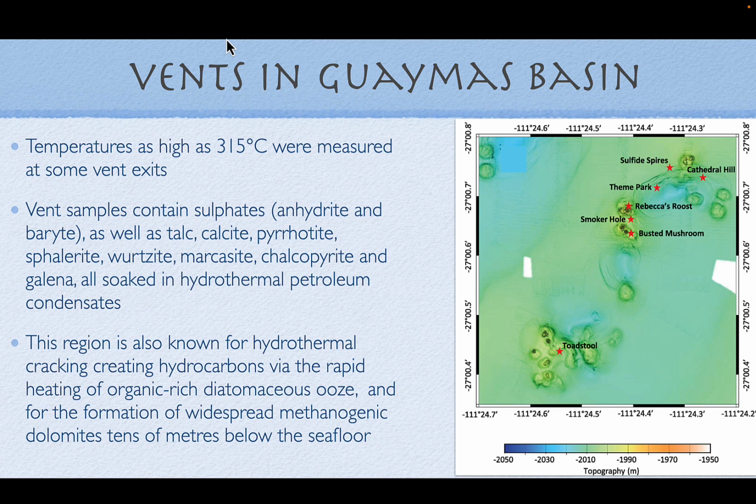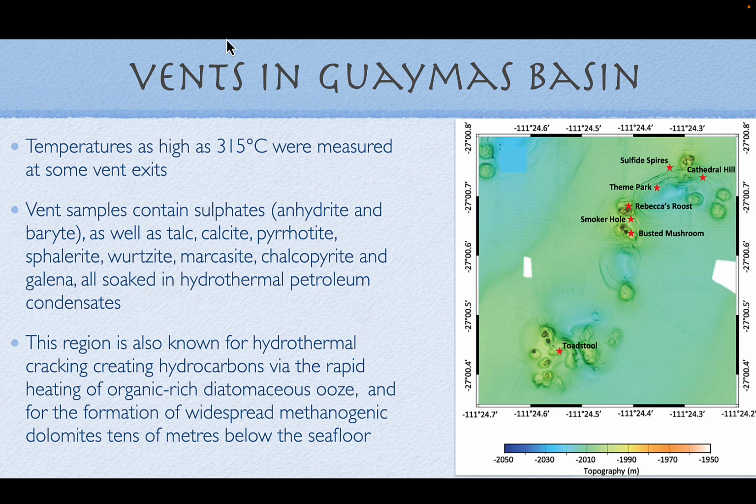So the temperatures in some of these vents are more elevated, much warmer than in the Grimsey hydrothermal field. We get exit temperatures as high as 315 degrees in some vents. And so we don't just see sulfates and talcs, the hydrothermal phyllosilicates. We also see pyrrhotite, sphalerite, wurtzite, marcasite, and chalcopyrite. So we're back in the range where we've got venting black smokers precipitating metalliferous sulfides.